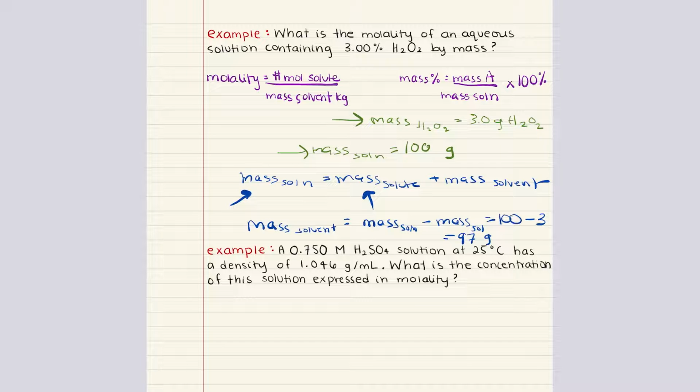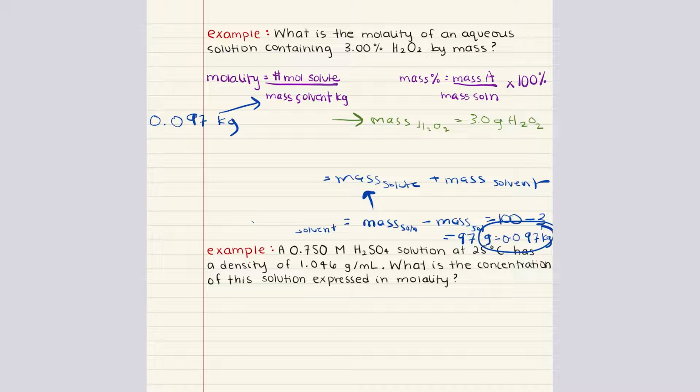In molality, our denominator is the mass of solvent in kilograms. So we want to do a quick conversion of 97 grams to kilograms. That is going to equal 0.097 kilograms. We just have to divide grams by 1,000 to get kilograms. So now we know our denominator. It is equal to 0.097 kilograms.